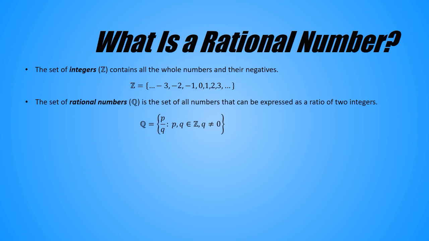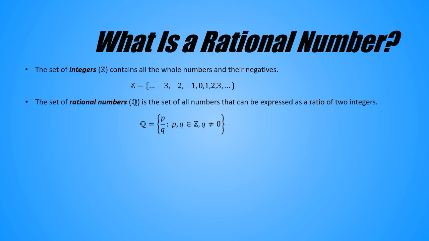Next, we introduce the set of rational numbers denoted by the letter Q. So the set of rational numbers is a set of all numbers that can be expressed as a ratio of 2 integers. Another word for ratio is quotient, and this Q stands for quotient. So when you see the word rational in this context, think ratio or quotient.